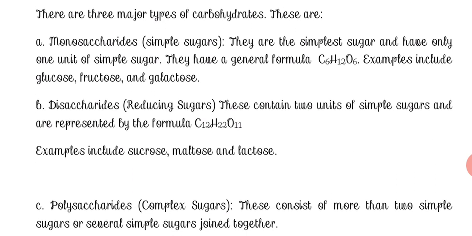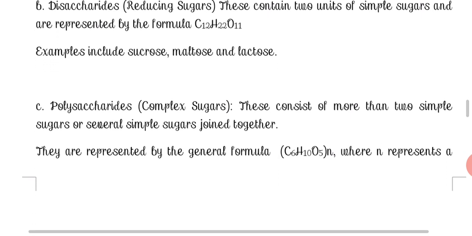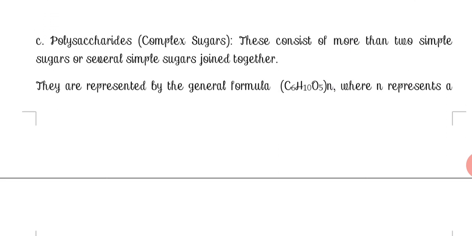Then we have disaccharides, that is reducing sugars. These contain 2 units of simple sugars and are represented by the formula C12H22O11. That is 12 atoms of carbon, 22 atoms of hydrogen, and 11 atoms of oxygen. Examples of disaccharides include sucrose, maltose, and lactose. The last but not the least, that is polysaccharides.